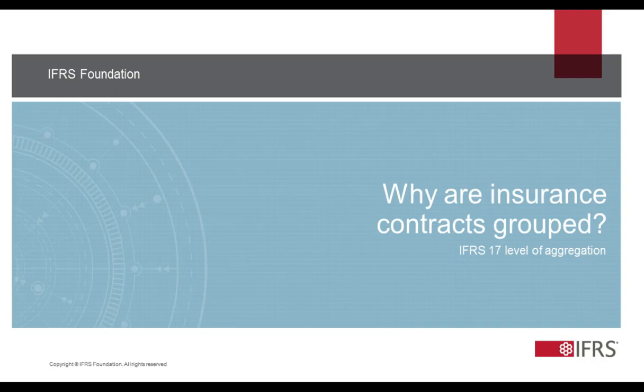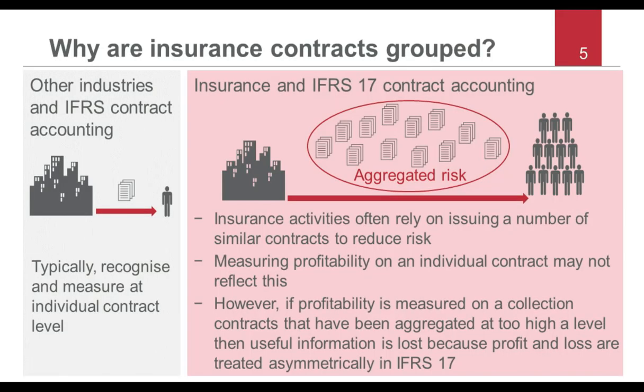Firstly, let us begin by understanding why, under IFRS 17, insurance contracts are grouped. Typically, applying IFRS standards, recognition and measurement occurs at an individual contract level. For example, under IFRS 15, revenue from contracts with customers, and IFRS 9, financial instruments. However, the board decided that an individual contract approach would not provide useful information about insurance activities.